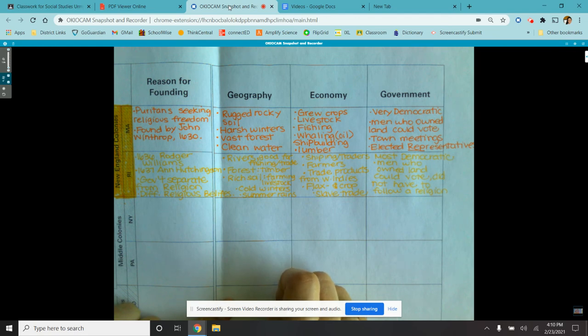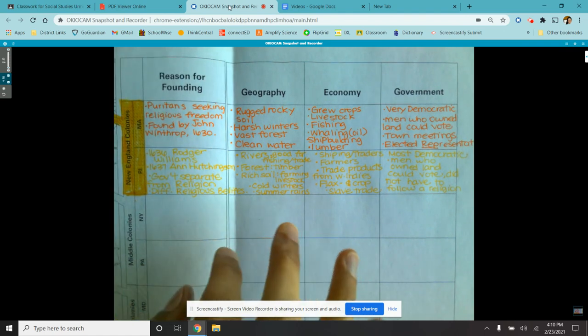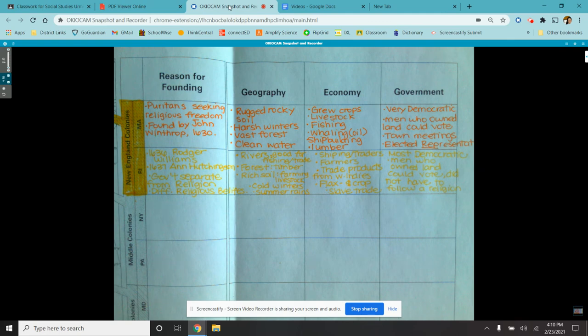They were farmers. They had cash crops, and people were involved in the slave trade. And their government was the most democratic. Men who owned land could vote and did not have to follow a religion, whereas in the Massachusetts Bay, they were Puritans. So the Massachusetts Bay was very religious, which is funny considering they left England to be able to follow their religion, and yet they created a colony that was very strictly religious. So very interesting nonetheless.